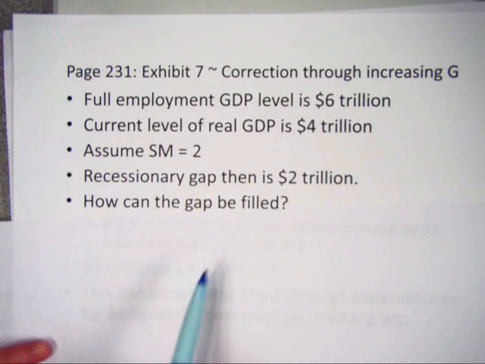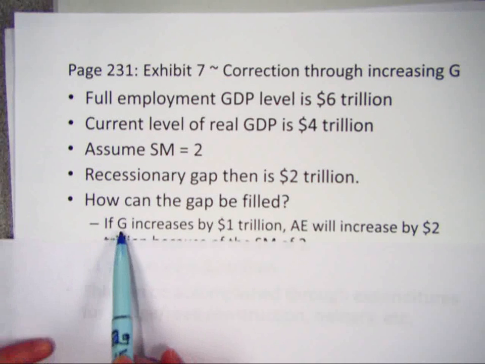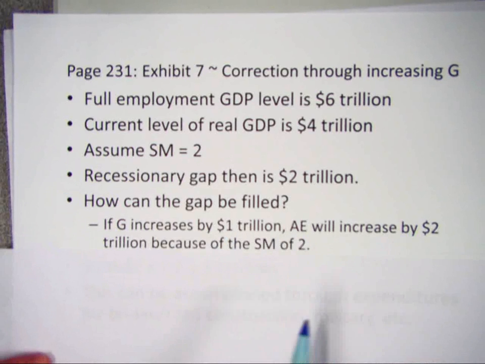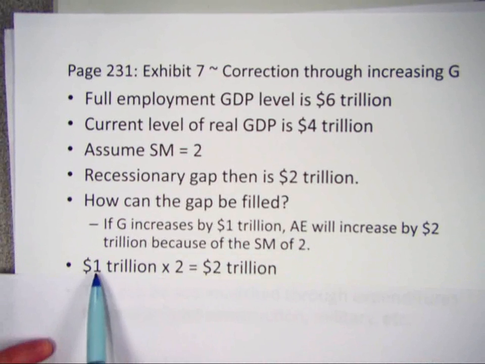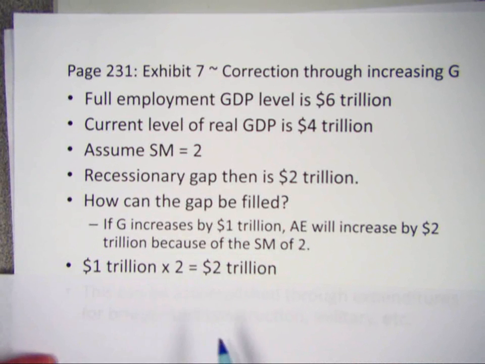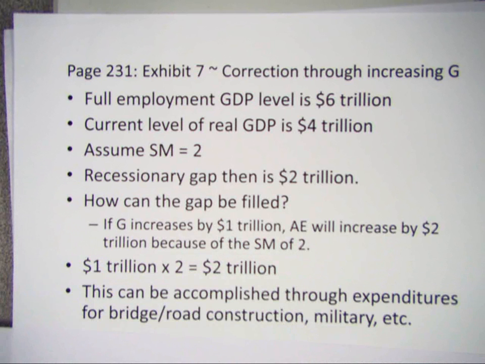How can the gap be filled? If government spending increases by $1 trillion, aggregate expenditures will increase by $2 trillion because of that spending multiplier of 2.0. Remember, a $1 trillion injection, government spending of $1 trillion times the multiplier of 2 gives us an increase in aggregate expenditures of $2 trillion. That can be accomplished through a lot of different things, such as road construction, military, you name it.